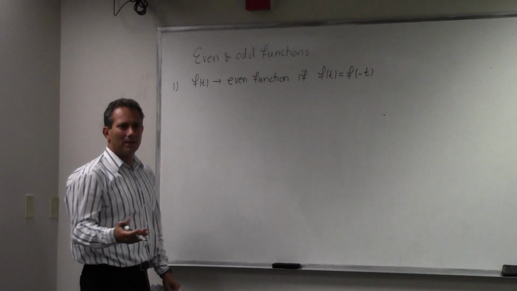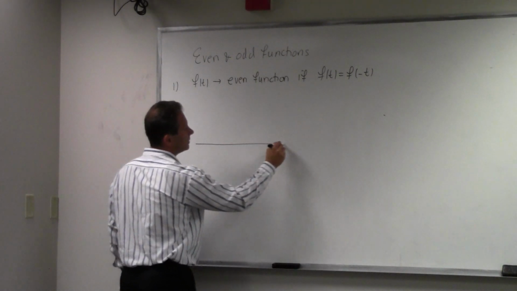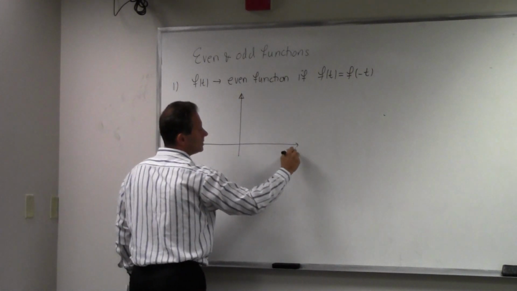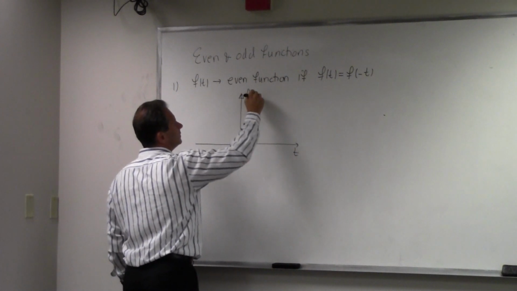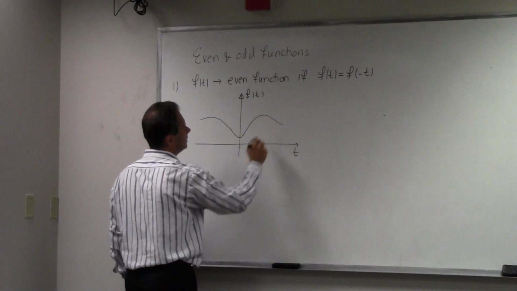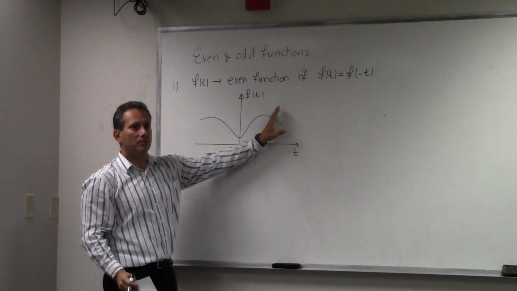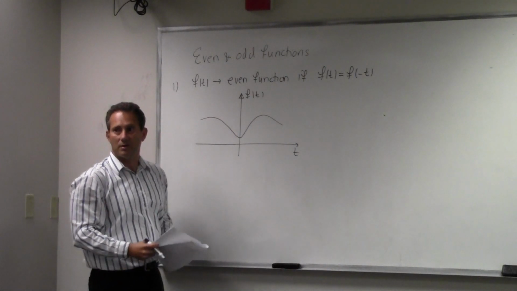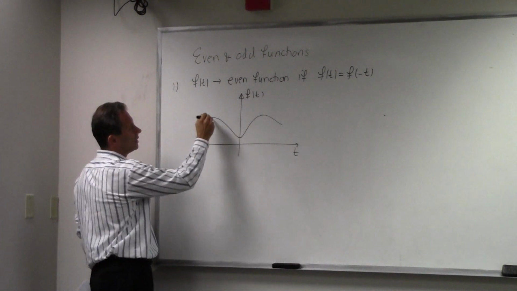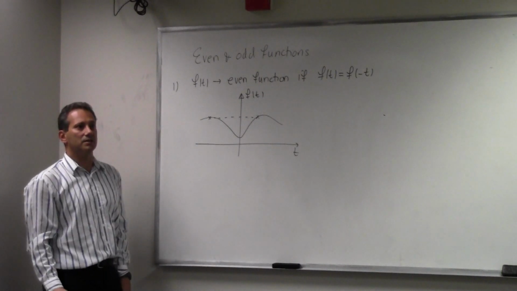Now, why did I call this a symmetry property? Because if the function is even, it exhibits symmetry about the y-axis. So if this is t and this is f of t, an even function might look somewhat like this. You can think of this as a mirror. Whatever is on one side of the mirror is on the other side as well. In other words, if I locate a point here, and I go to the other side, there's a point sitting on the other side with exactly the same value.